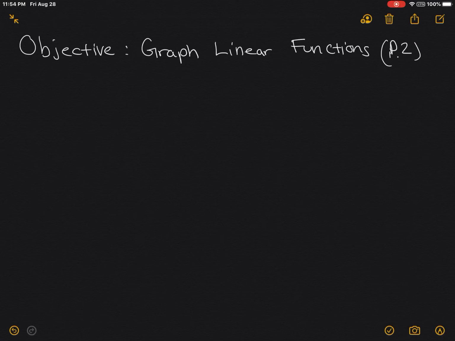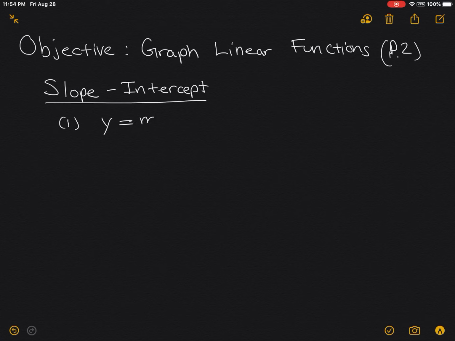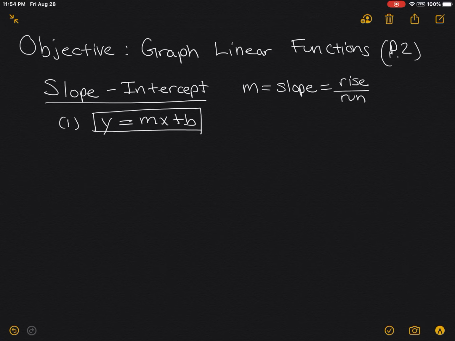So let's start with the most familiar equation that you guys are familiar with, which is the slope-intercept. Okay, slope-intercept is this equation right here. y is equal to mx plus b. Okay, so there's a lot of information in the y equals mx plus b slope-intercept, right? The most important thing that you need to know is that m is your slope, and it's defined as rise over run, and b is called your y-intercept.